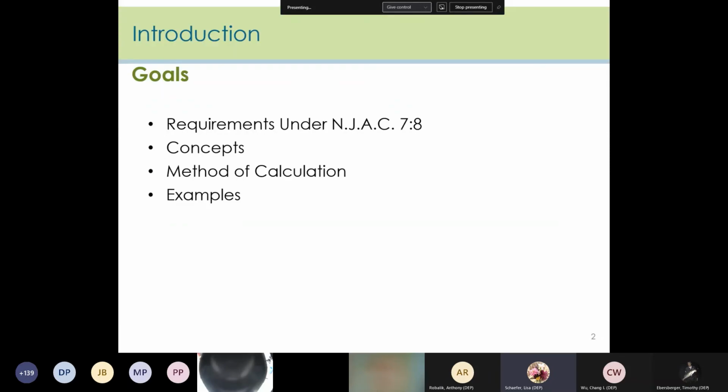So the material that you'll be seeing is taken from Chapter 13, and we'll discuss the requirements that are under the groundwater mounding or hydraulic impact section of the rules. We'll go over some of the concepts, one method of calculation, and provide a few quick examples.